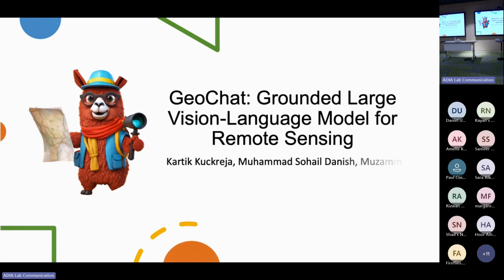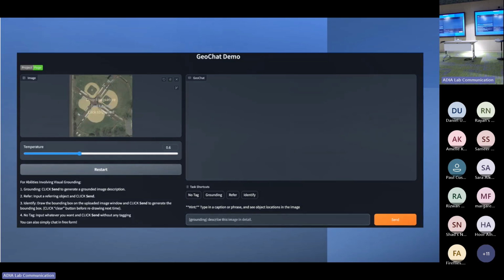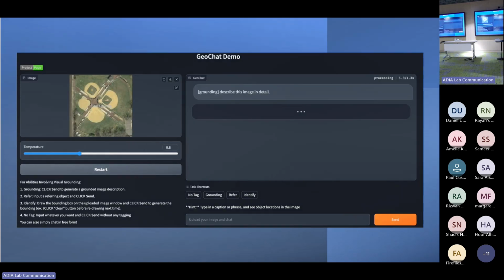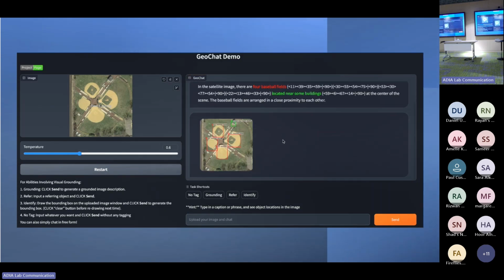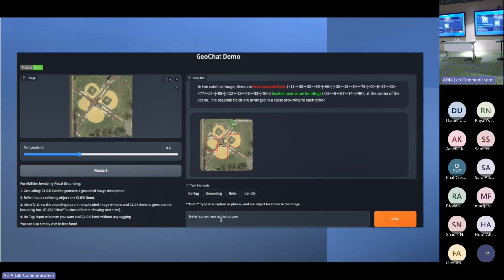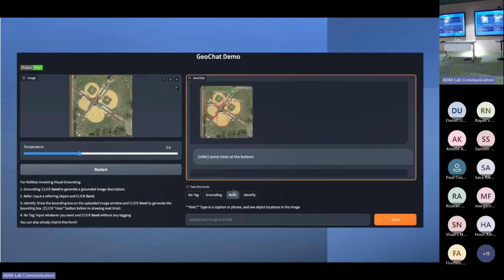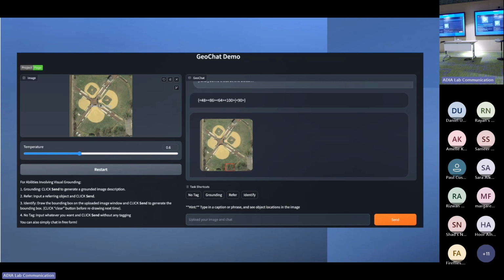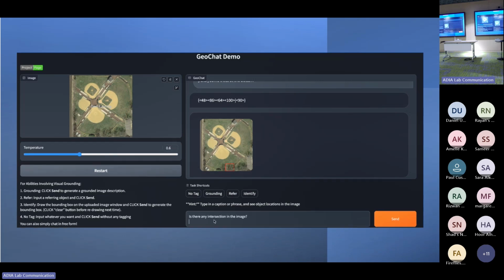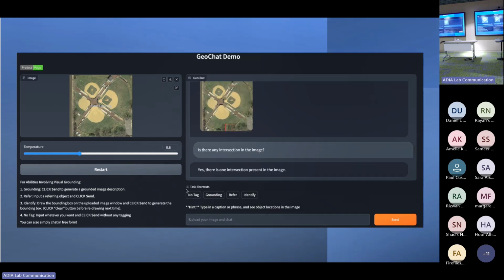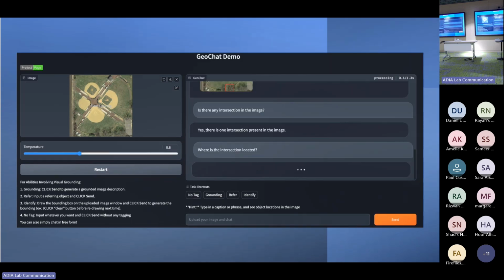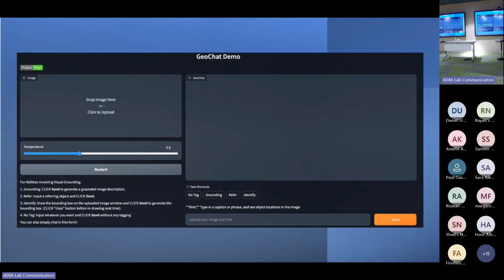Here I will quickly show a demo of GeoChat, the UI which we use. Here the user will upload an image and then query, like describe the image in detail with the grounding image task. So when the model talks about the 4 basketball fields, it will also localize those basketball fields. And when the user asks another follow-up question, like also localize the trees, it will localize the trees. And for another follow-up question, like is there any intersection, it says yes, there is one intersection, and the user asks where is that intersection, and it says at the center of the image.